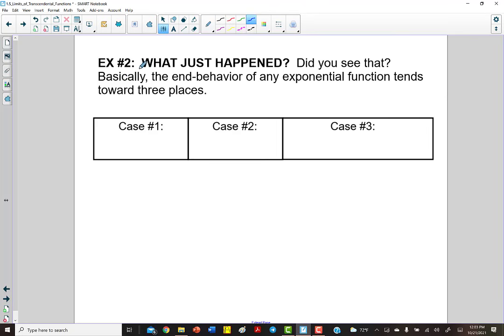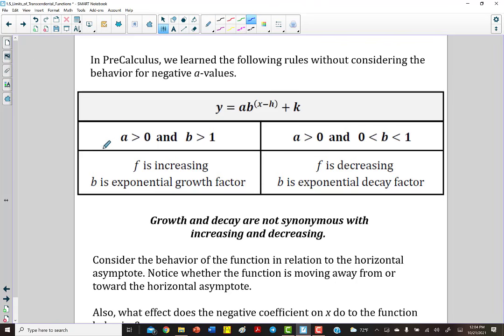In example 2, what just happened? We either had functions that were going to negative infinity, or functions that went to positive infinity, or functions that headed to a horizontal asymptote, which is y equals a b value. So those are the 3 things that can happen. And when we have this situation where we don't have a calculator, we're going to summarize those 6 graphs on the next page, but these are the behaviors that happen.